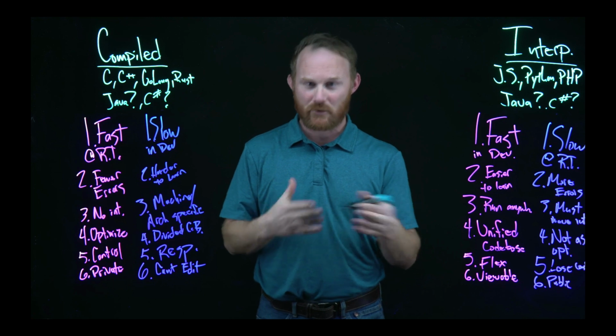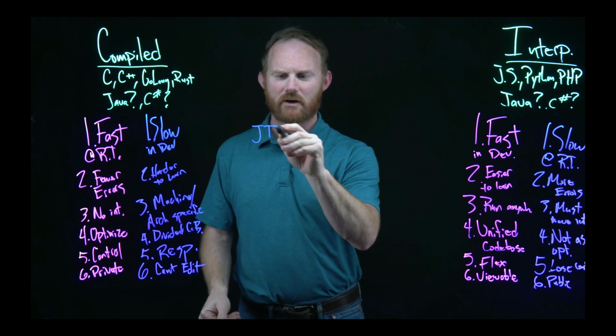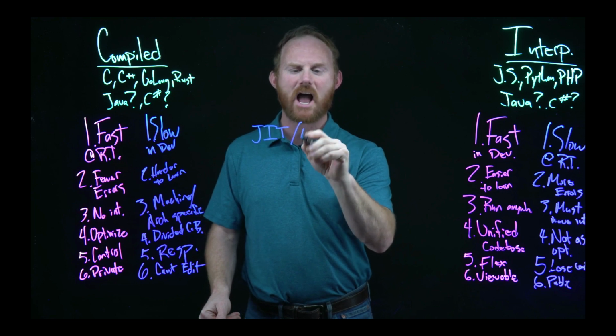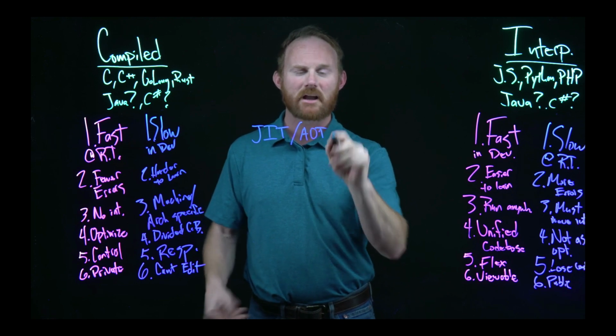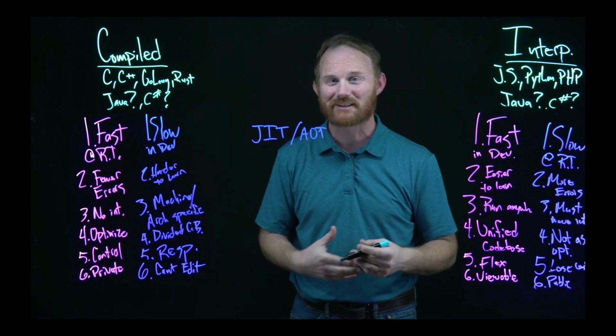Let's real quick wrap up with how Java and C# work, how those question marks are. Those operate on an idea called just-in-time. I'll go ahead and put that in here, as well as ahead of time. And there are other programming languages that do this. Again, the lines are getting blurrier all the time.